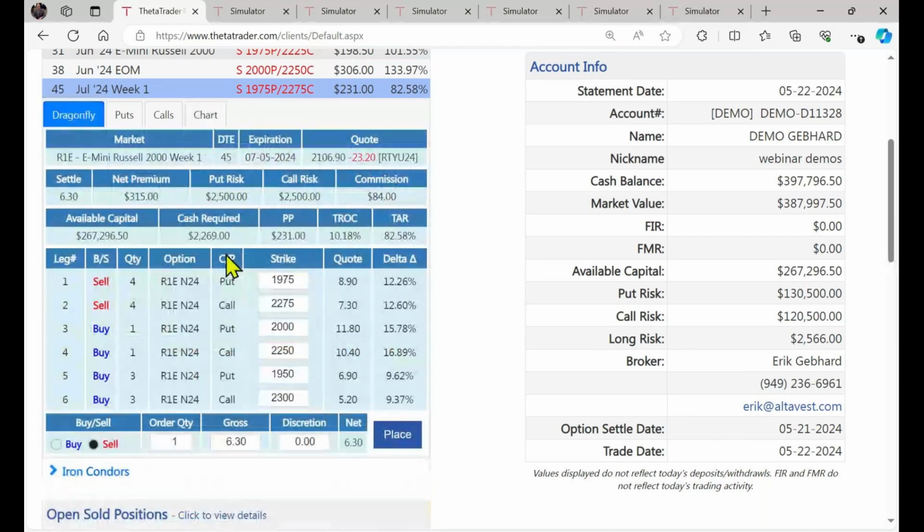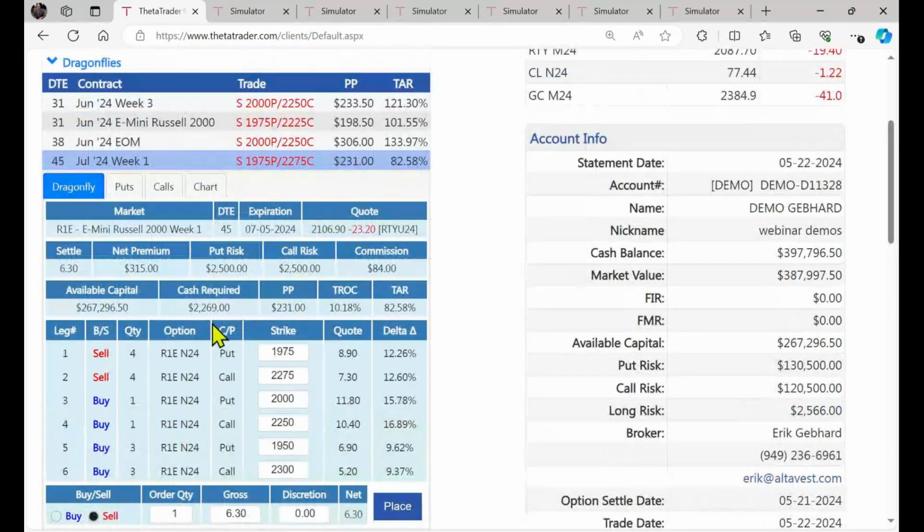And you'll notice the cash required on the Dragonfly is 2269, and the profit potential is 231, and your T-Rock, as we call it, and the TAR are listed here as well. And then you can see the puts and calls on the Russell, in this case, are 12.2 and 12.6. So you're looking at around 88% or 87% probability that these puts and calls would expire out of the money. And instead of clicking through, let's just keep this in mind. So this is the Russell Dragonfly. So you can use margin of around 2270 to a maximum potential of 231.